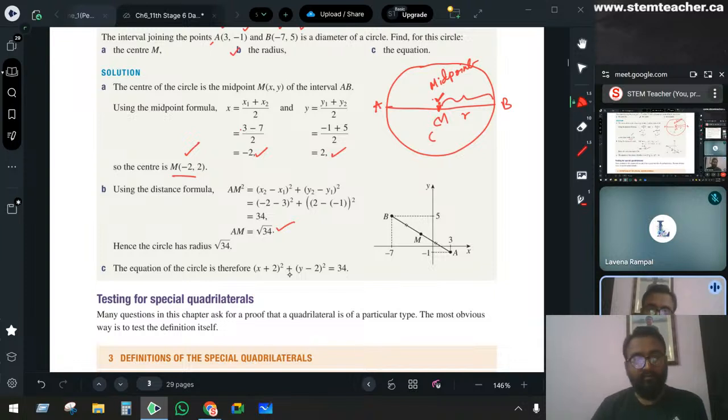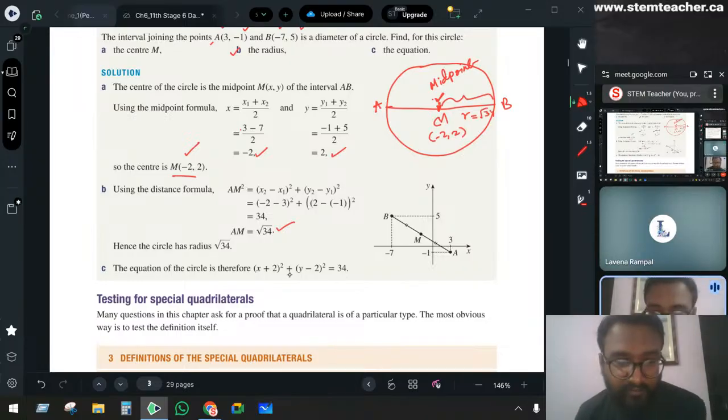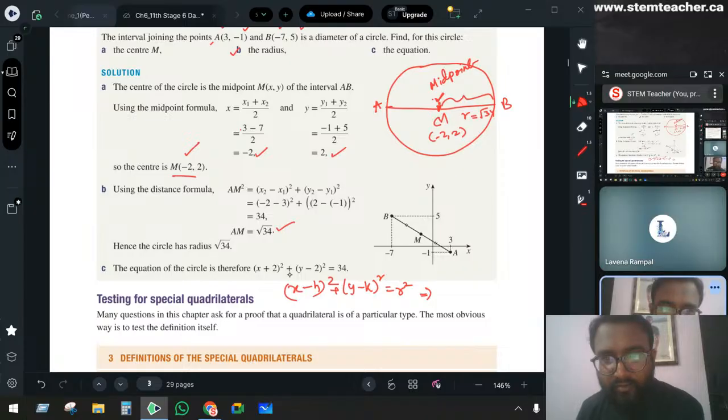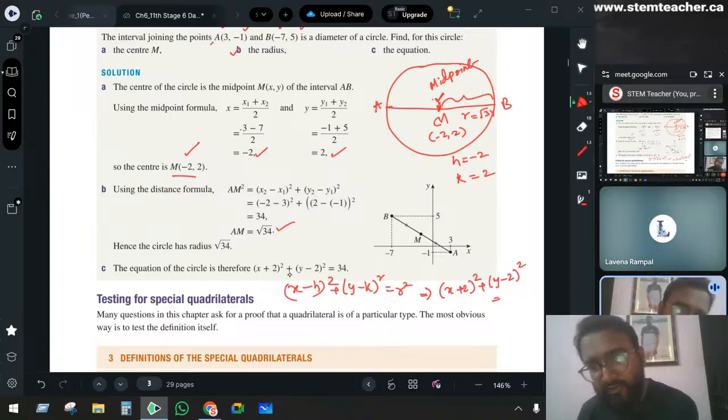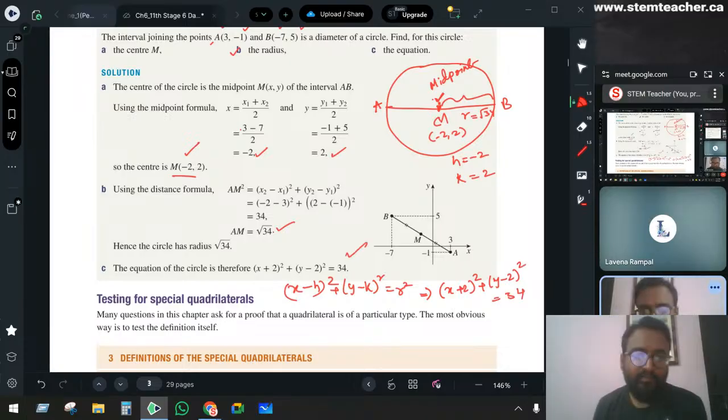Equation of the circle. So we got the center. What is the center? Minus 2 comma 2. And what is the radius? It is root 34. That's why I asked what is the equation of the circle. It is (x minus h) whole square plus (y minus k) whole square equals r square. So here, what are h and k? h is equal to minus 2, k is equal to 2. Therefore (x plus 2) whole square plus (y minus 2) whole square is equal to root 34 whole square, which will be 34. So this is the equation. Clear?